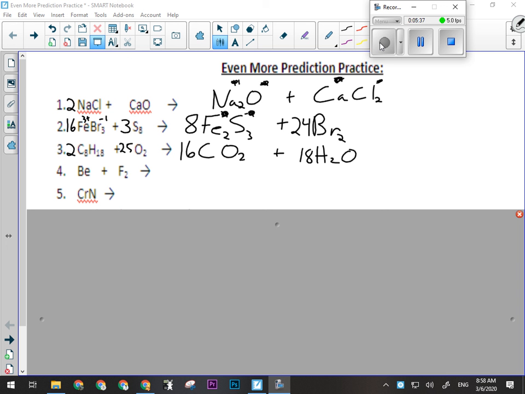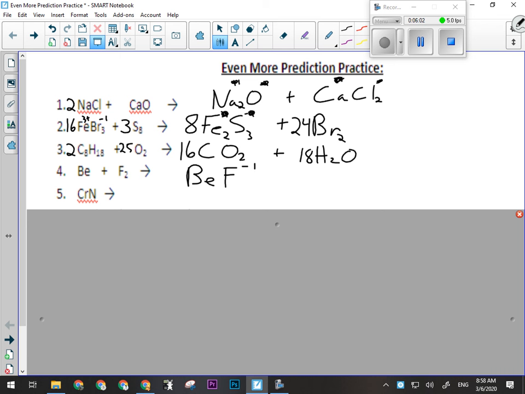So element reacting with element. Only reaction type that has 2 elements for reactants? Synthesis. In a synthesis reaction, we simply put them together in a compound. Beryllium's a metal, fluorine's a non-metal, so this is an ionic compound. I need to make sure I put the metal first and the non-metal second, so that I make a true ionic compound. Since I've made an ionic compound, the next thing I need to do is drop and swap.